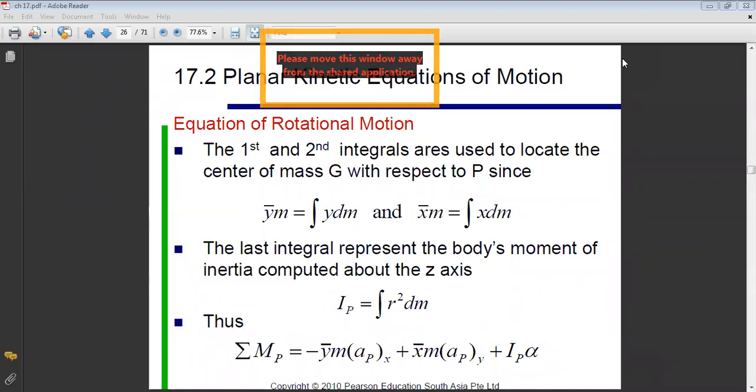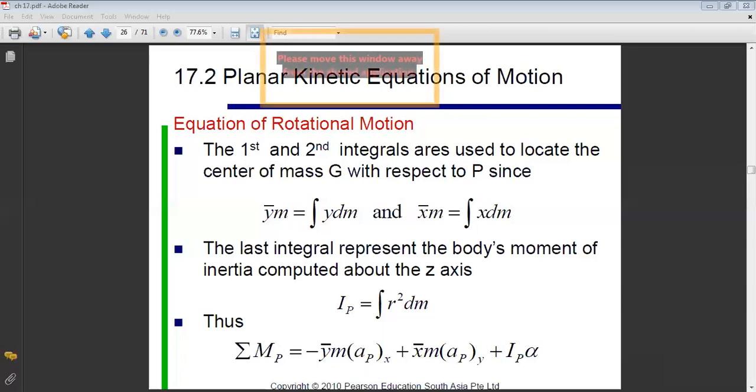Last time we started kinetics of a rigid body, okay? And if you remember, we demonstrated together that in the case of a rigid body, if I take the sum of moments about any point P on the rigid body, I end up with the following relation: sum of moment about P equals minus y bar m apx plus x bar m apy plus Ip alpha, where apx, apy are the coordinates of the acceleration of point P, and y bar and x bar represent the coordinates of the center of mass relative to the frame with origin P.